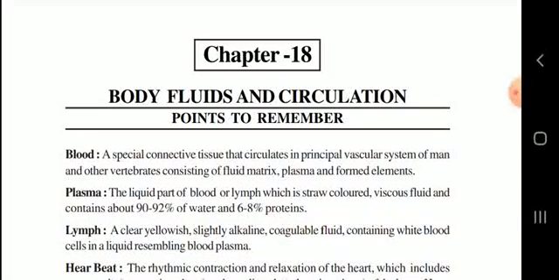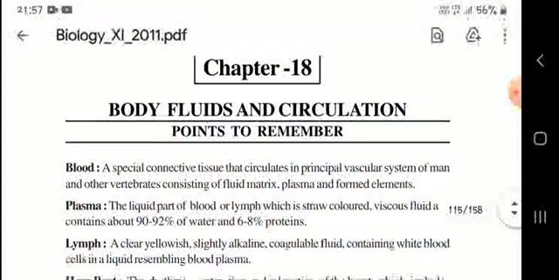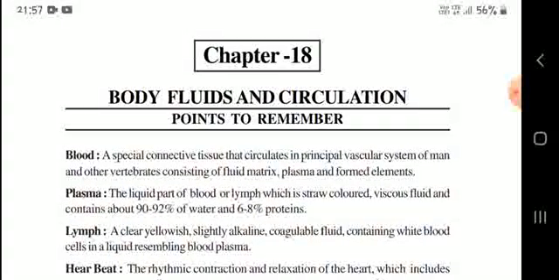circulation. So blood. As you all know, blood is a special connective tissue that circulates in the principal vascular system of man and other vertebrates, constituting a fluid matrix like plasma and formed elements. So blood, as you may have learned in your lower classes, and plasma, the liquid part of blood.